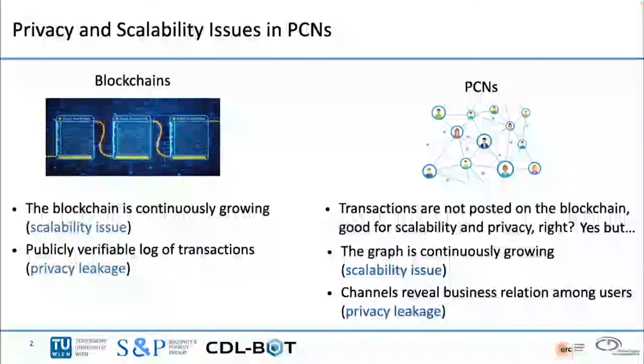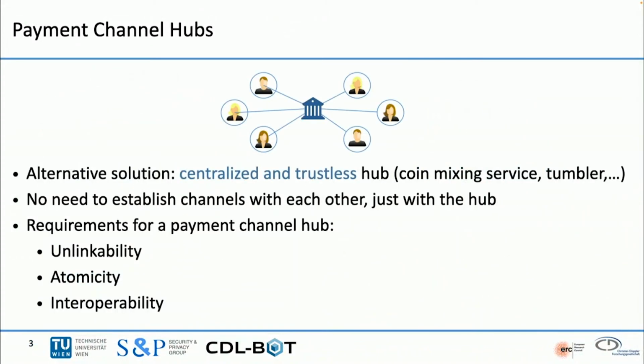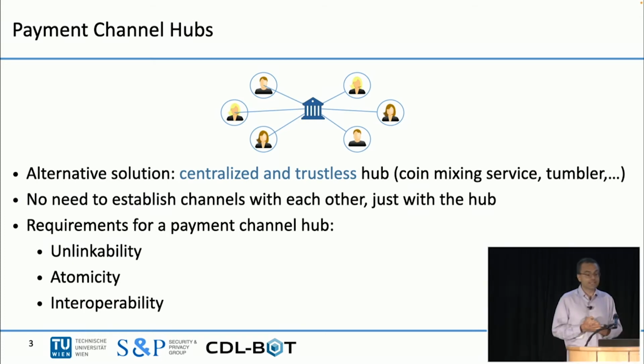And even worse, there exist recent papers at Usenix on probing attacks, where one can just start to probe the network to derive the current capacity of each channel. So payment channel networks are great, in other words, but still they don't completely solve the scalability and the privacy issues in blockchain technologies.